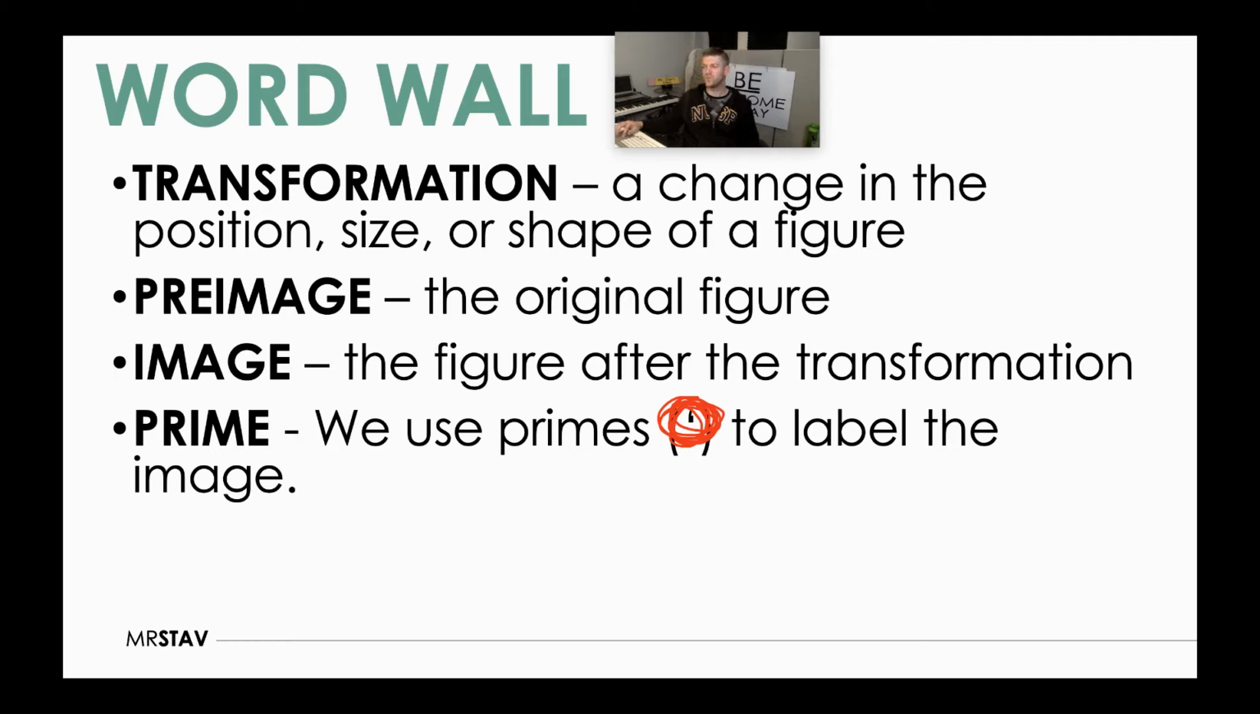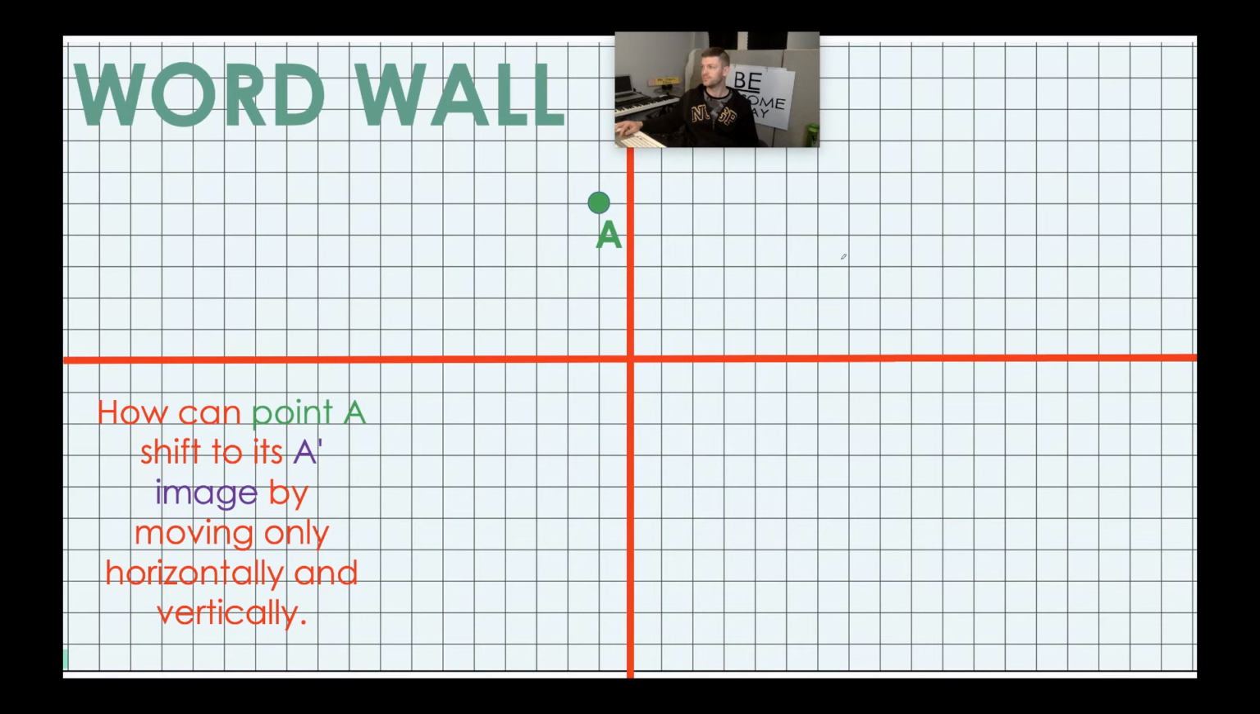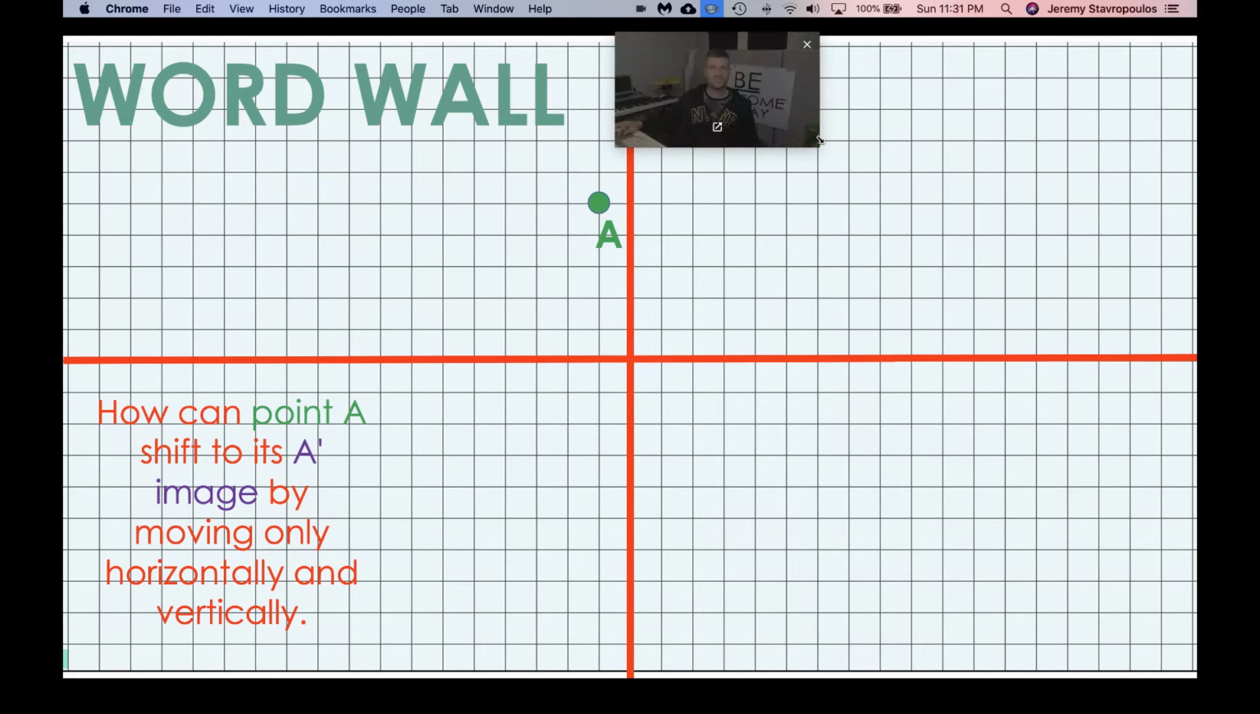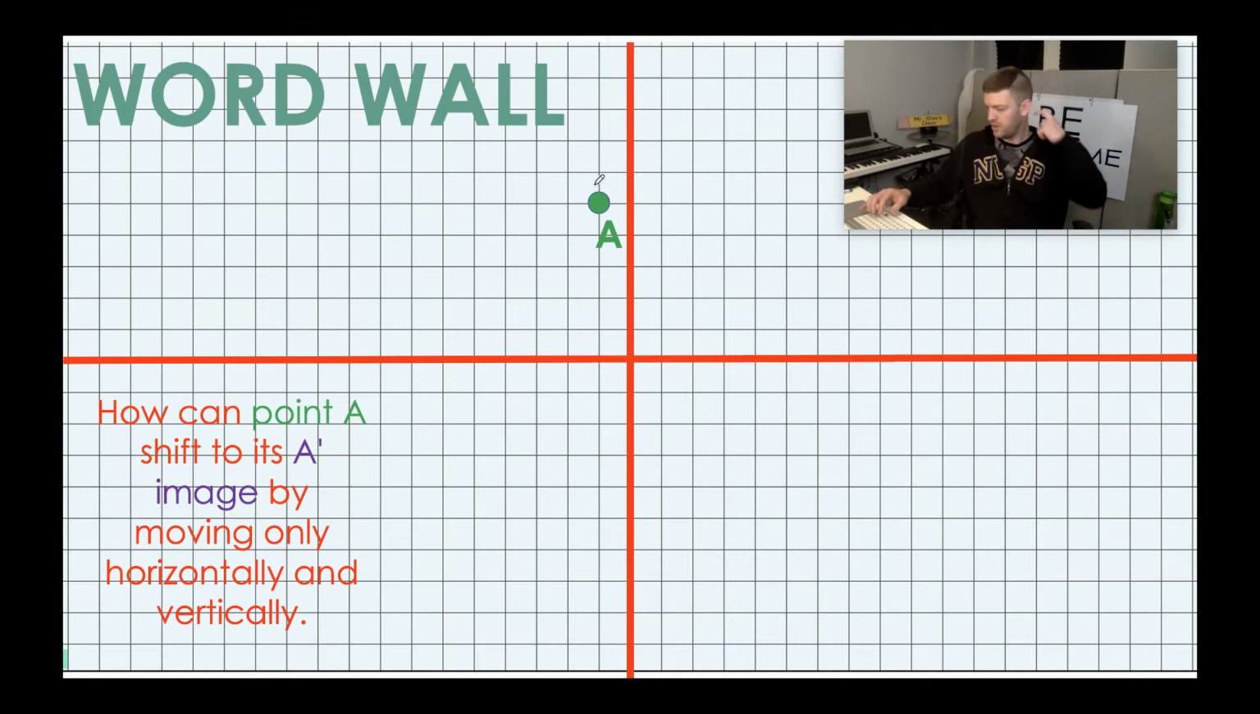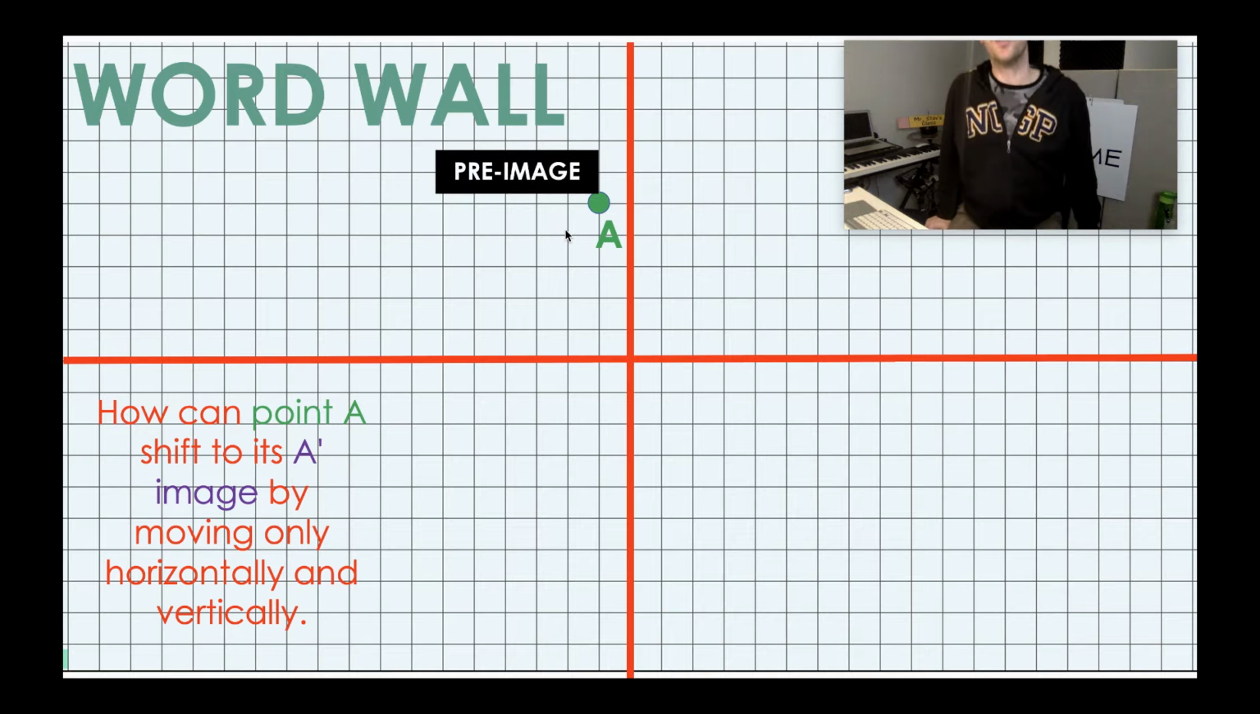So let me use these words in action. Let me show you them on a Cartesian plane. Okay, let's move me over here. So here we have point A. Okay, and remember, before we moved an object, because we are going to transform point A and make it to A prime. So we're calling this the pre-image. This is point A, its pre-image. Okay, and then we are going to look at that.